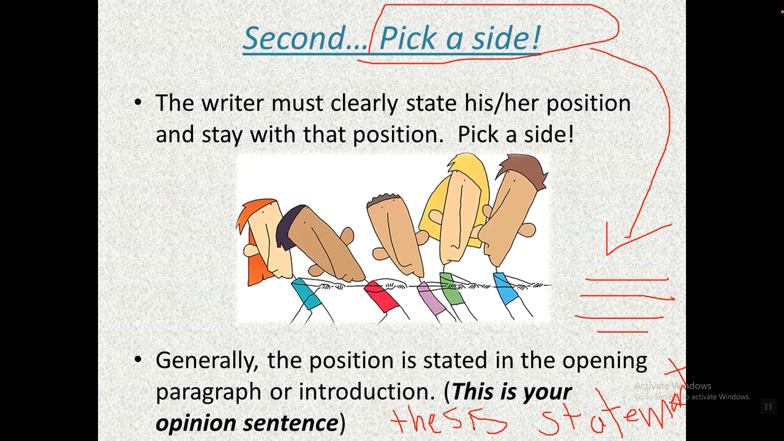So first of all, you have to know your audience. Number 2, you have to pick your side, with or against.